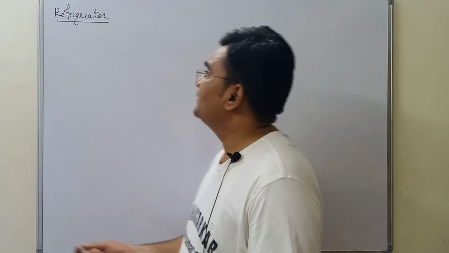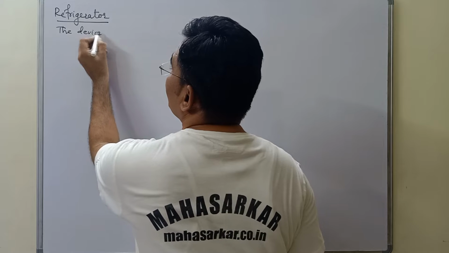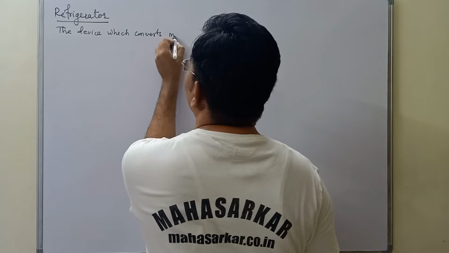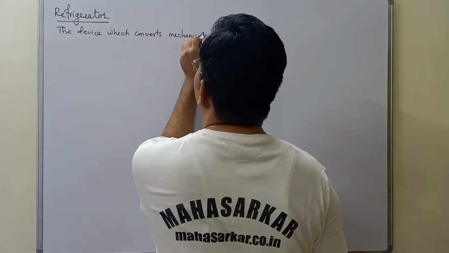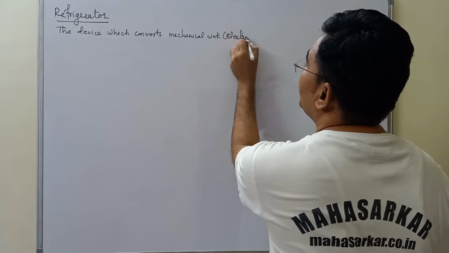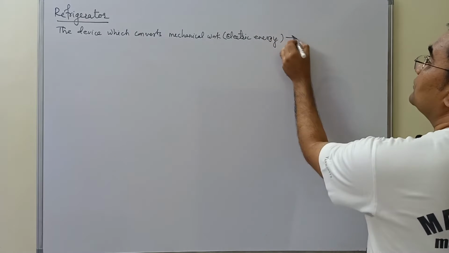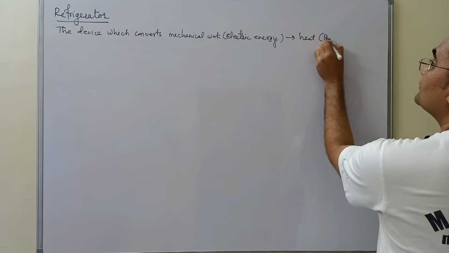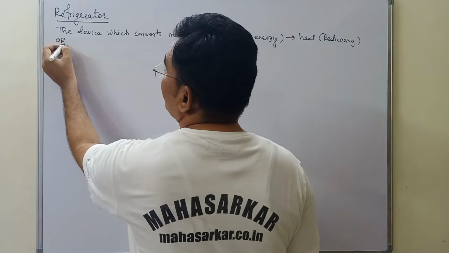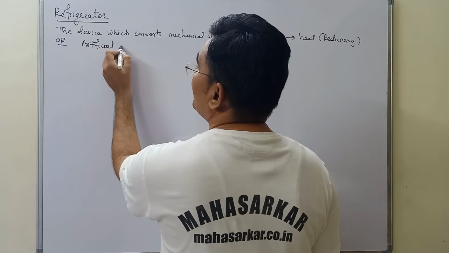Now, what is a refrigerator? The refrigerator is the device which converts mechanical work, which is given by means of electric energy, into heat. Heat reduction is the function, so it acts as a heat reducing agent. In short, I will call the refrigerator an artificial coolant.